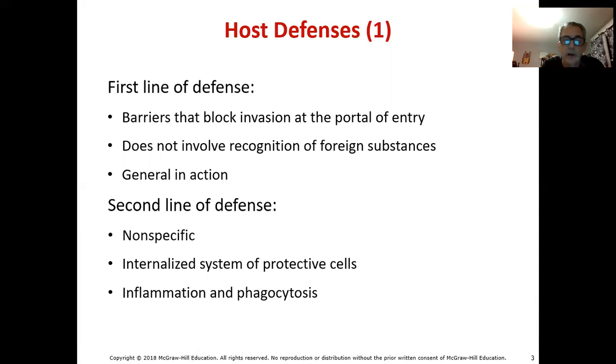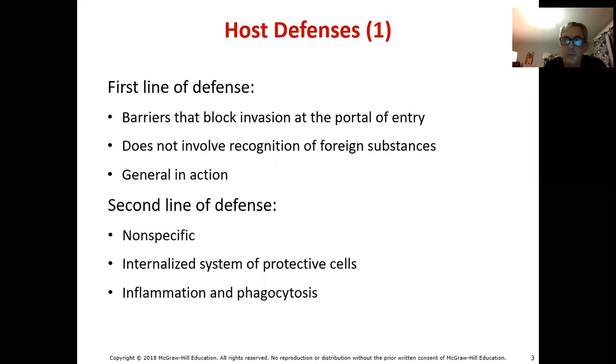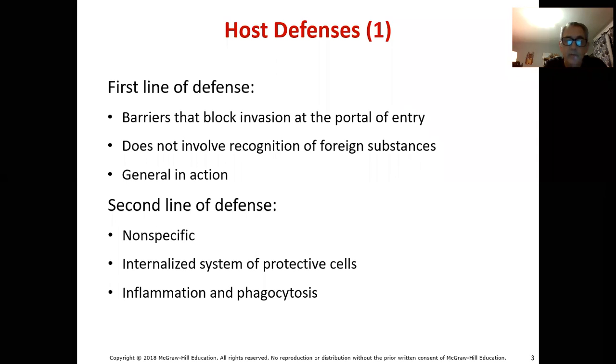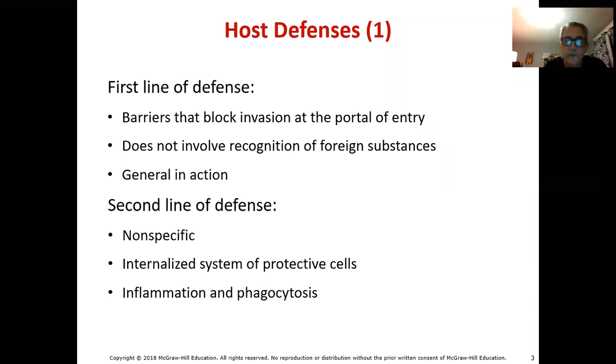Our next line is nonspecific. We have an internalized system of protective cells or immune cells, and also inflammation and phagocytosis, which is part of the protective cells. Inflammation itself helps to provide a nonspecific response.